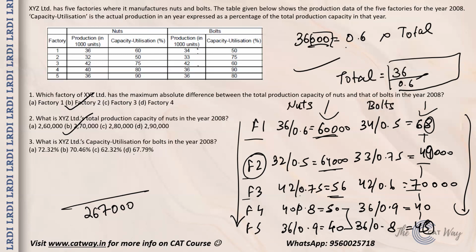Now talk about the production. That is 30 into 4 plus 40, because 30, 30, 30 and 30 will take you to 120. 120 plus 40 is 160. After 160, you have 4 plus 3, that is 167, 169, and 12 more, 181. So 181,000 is the actual production over the total production capacity of 267,000. So 181 divided by 267 will give you the average capacity utilization, which is equal to 67.7%. So the correct answer is option D.